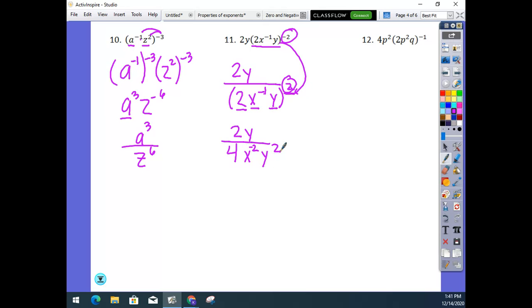Now I only have one negative exponent to move. So I'm going to move x to the -2 to the top. Now if we just look at 2 over 4, I can reduce it to 1/2. I have y's that I need to combine. I'm dividing my y's, so I subtract the exponent, and the x squared is all on its lonesome, so that's my final answer.